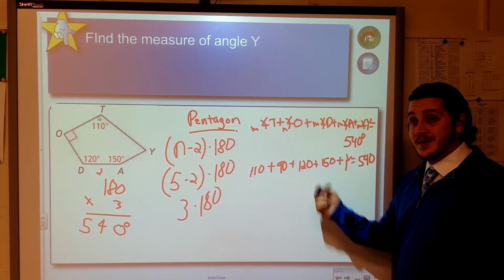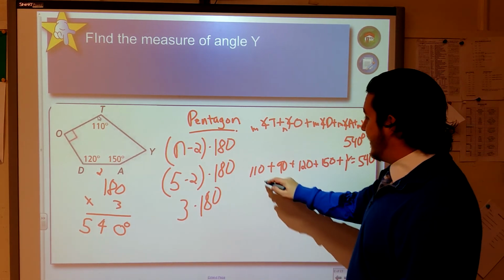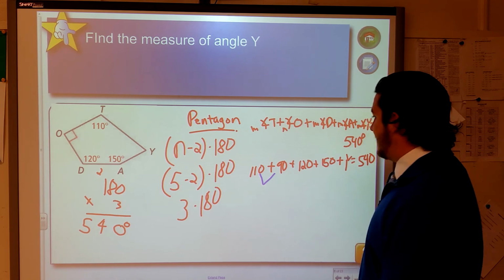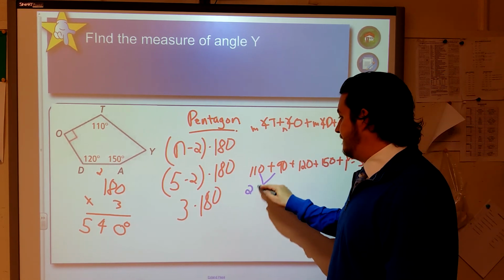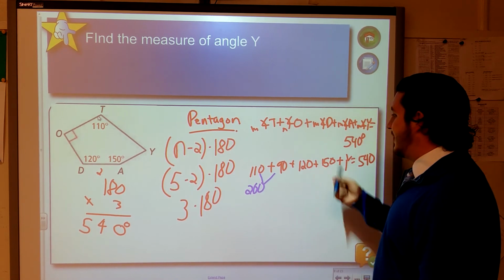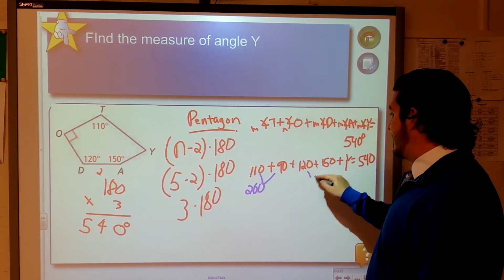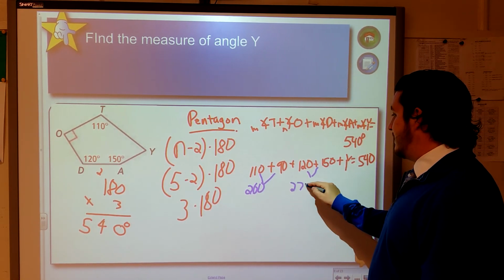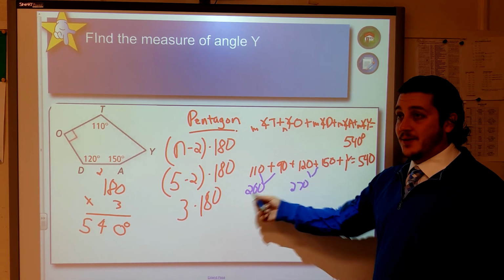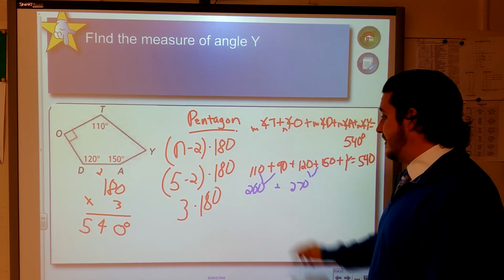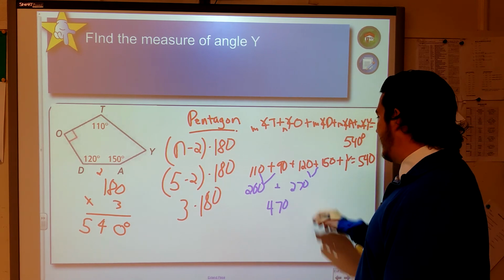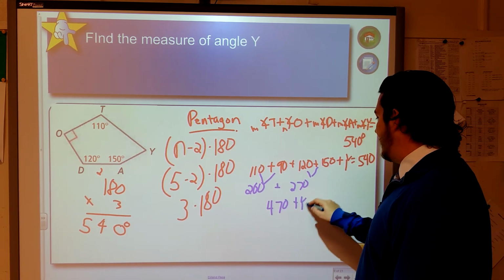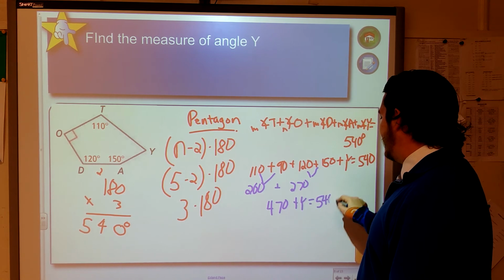Yeah, we have to add all these up. But let's think about this to make it at least a little easier. What's 110 plus 90? 200. What's 120 plus 150? 270. So we got 200 plus 270, 470. See, that wasn't so bad, right? So you have 470 plus y equals 540.